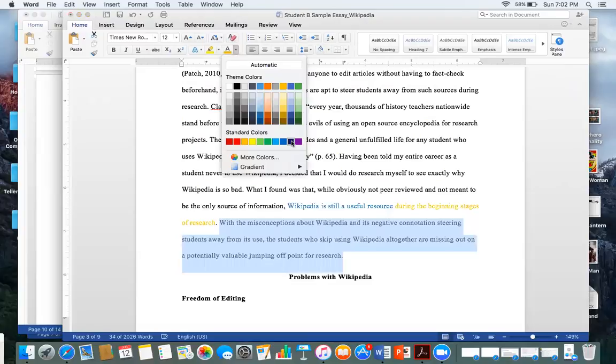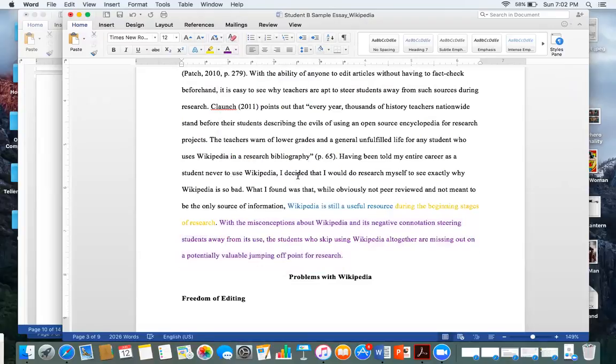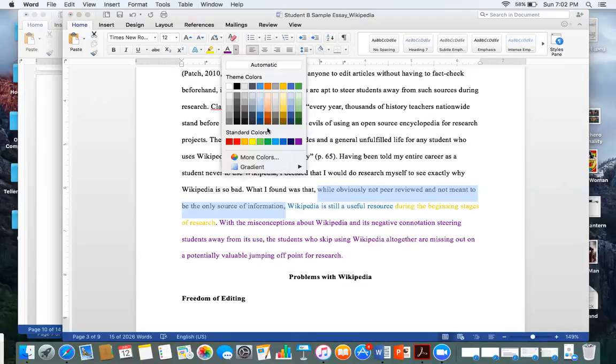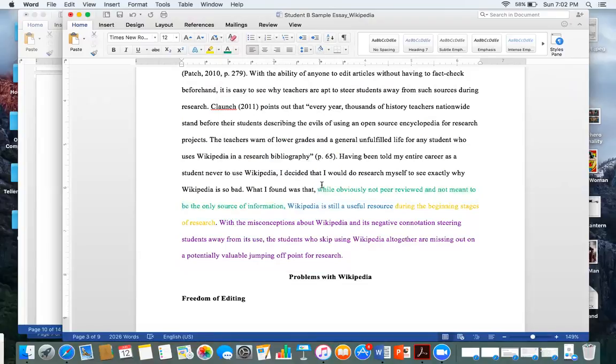Now, what this student has that the other student did not have is this part right here, while obviously not peer-reviewed and not meant to be the only source of information. So I'm going to do this one in green. I would suggest that this is sort of a counterclaim that the student plans to discuss. So he or she understands that Wikipedia isn't perfect, and wants to develop that idea and talk about why it is not perfect. But then you can see the student wants to end with this really forceful argument that it is useful and it needs to be used.